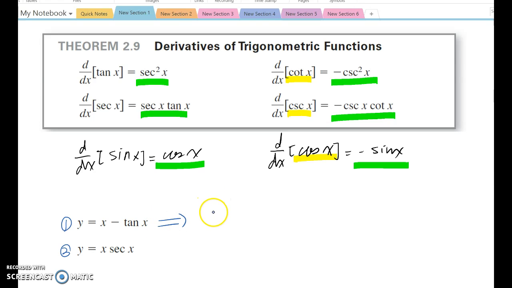So in this case, dy over dx. The derivative of x becomes 1. Now what is the derivative of tangent? Tangent is not the C family, so you don't change the sign. So just minus. Tangent means secant squared x. So that should be the answer.